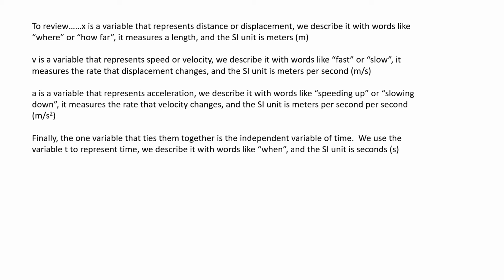One more time, A is a variable that represents acceleration. We'll describe it with words like speeding up or slowing down. It measures the rate that velocity changes, which means that the SI unit will be meters per second squared. Finally, there's one variable that ties them all together. This will be time. Time will be the independent variable, and we will measure that in units of seconds. T, or time, we can describe with words like when.